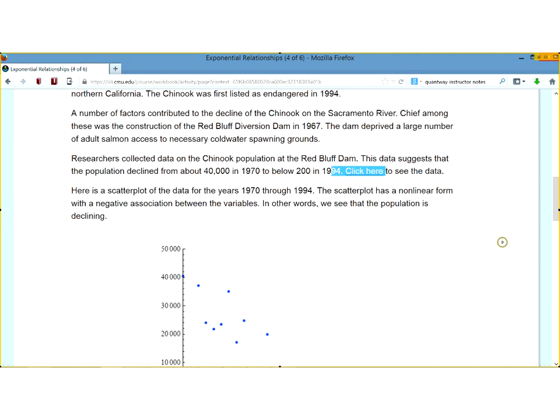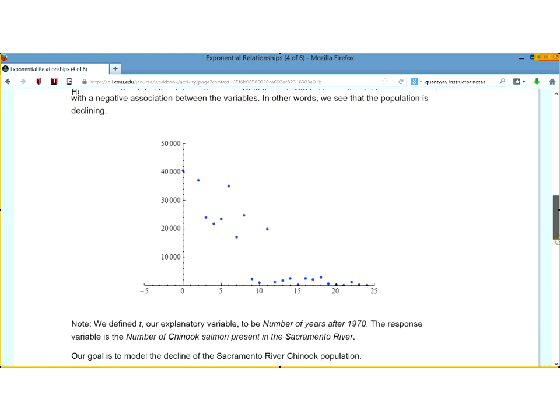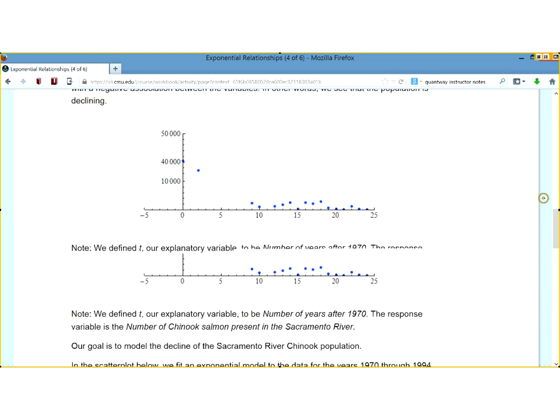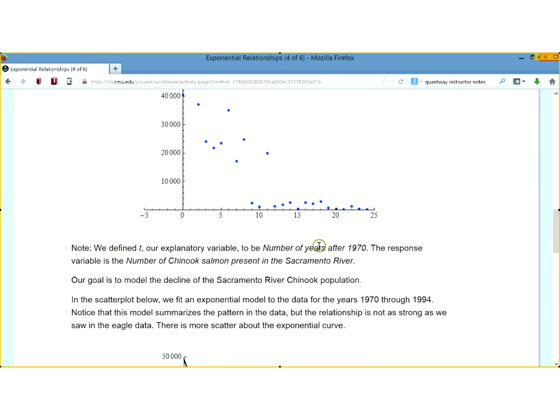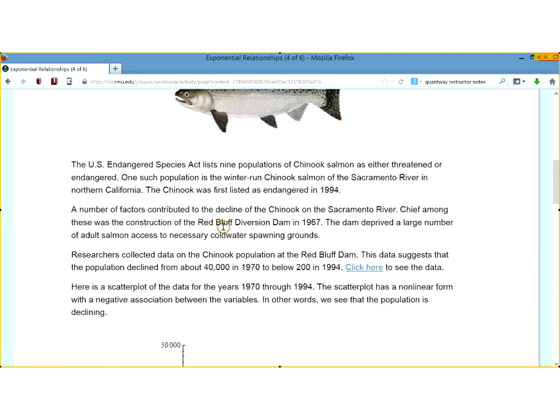You can see here, I'm not going to click on it at the moment, but you can get the actual data if you want to type it into your calculator. Looking at the number of dots, it's quite a few, but it wouldn't be so hard to type it into your calculator. So we're calling T the number of years after 1970. So 0 is 1970, and then 10 would be 1980, and so on. If we go back up here, let's see when they built the dam.